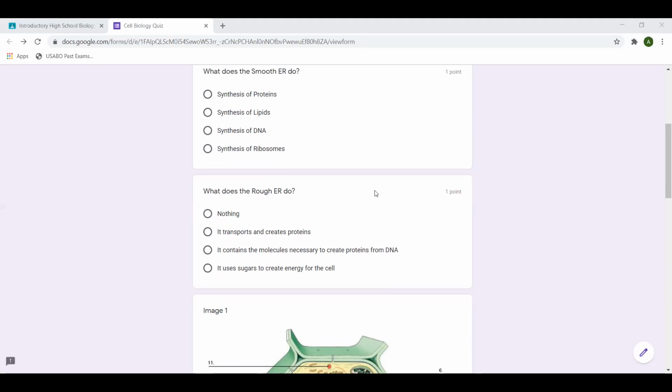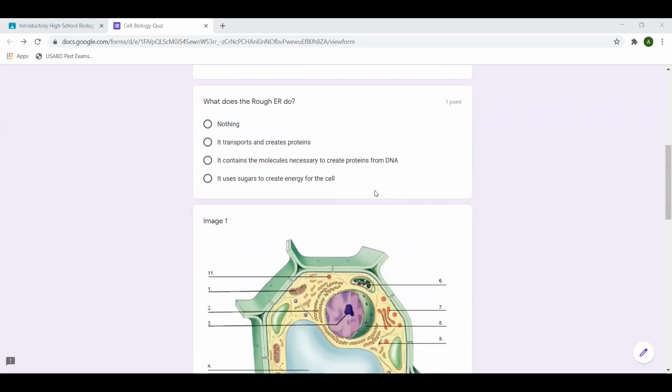And then it's also on the edge of the nucleus, which is really important. Next one, it contains the molecules necessary to create proteins from DNA. That would be the ribosomes, because remember, ribosomes turn DNA into protein. And then the final one, it uses sugars to create energy for the cell. That would be the mitochondria.